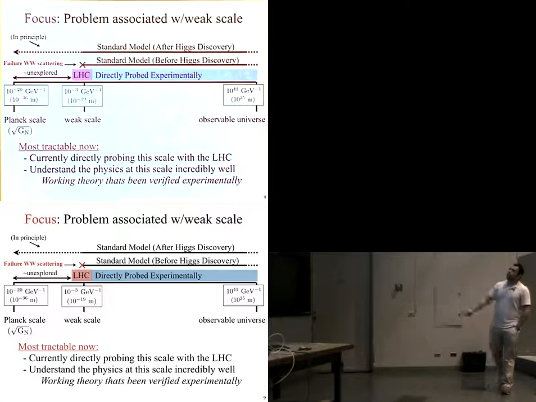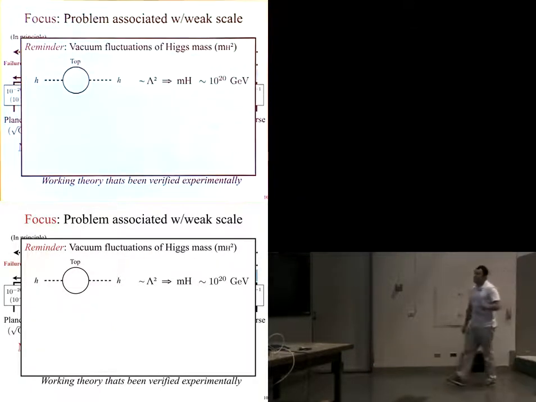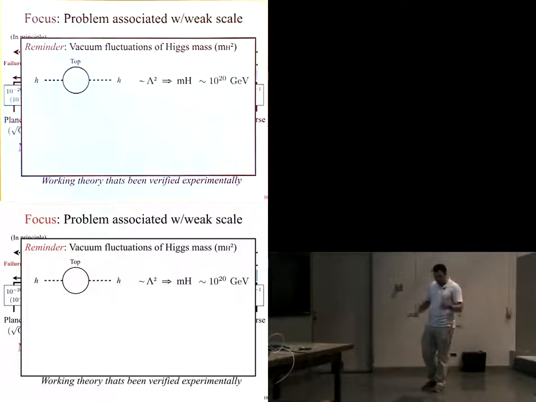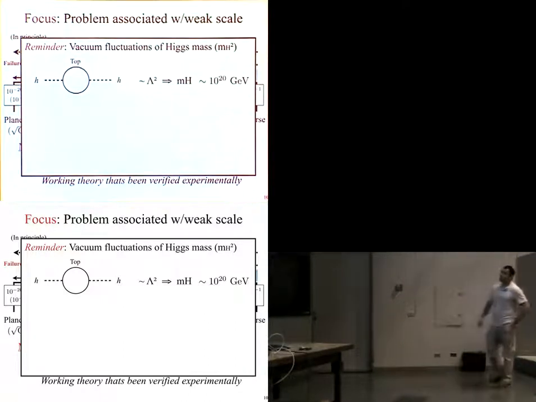This is where we've been. Experimentally, we've probed this region. The LHC now is probing the weak scale. So not only is it the frontier, but it's probing this fundamental scale in nature. And that weak scale is interesting because it's the place we're currently probing now, but we also understand the physics at this scale incredibly well, right? So we have this theory that can explain the particles and forces of nature very well at this scale.